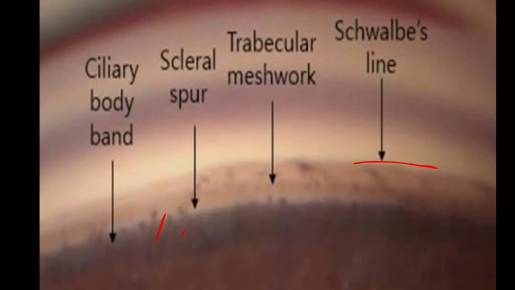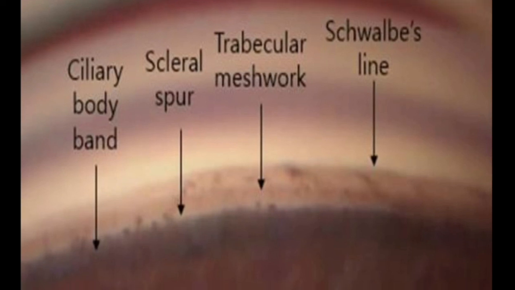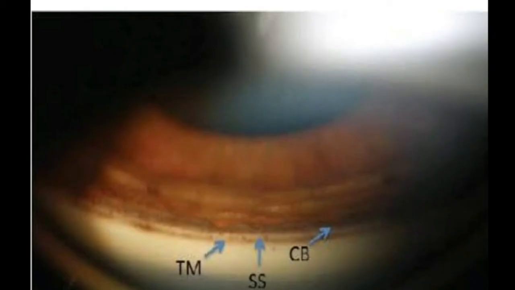So Schwalbe's line, the trabecular meshwork, scleral spur and the ciliary body band. For the beginner, it is always easy when you examine myopic patients to visualize the angle structures, where you will appreciate the ciliary body band, scleral spur and trabecular meshwork very well. As a beginner, just remember, if you see a white line with two pigmented layers on either side, it means that the angle is open. So this is one more picture where you can see the angle structures, okay.